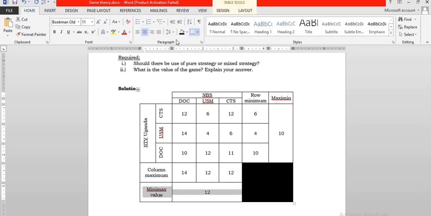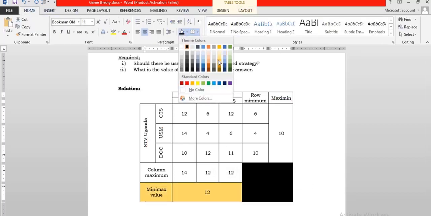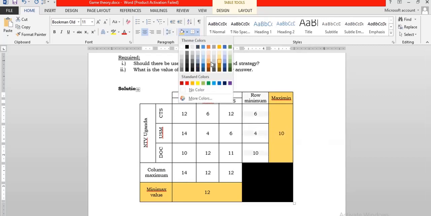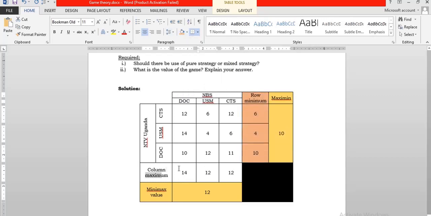As you can see here, we do not have a saddle point. We don't have the saddle point because the minimax value and the maximin value are not the same. They're not the same. Now, at this particular point, we don't have a saddle point, so probably we should go and try to apply a dominant strategy. Okay, let's try to apply dominant strategy.